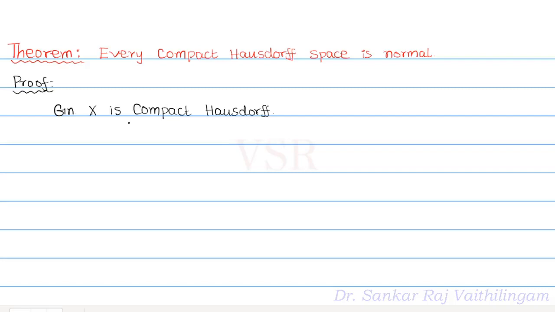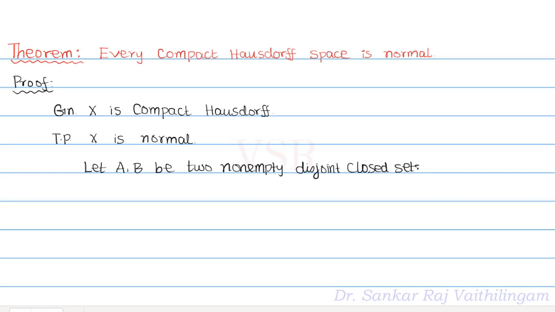Okay, so we need to prove that capital X is normal. Now, what should I take to prove this? Let capital A, capital B be two non-empty disjoint closed sets in capital X. Now what we need to prove is that there is a pair of disjoint open sets which contains A and B respectively.